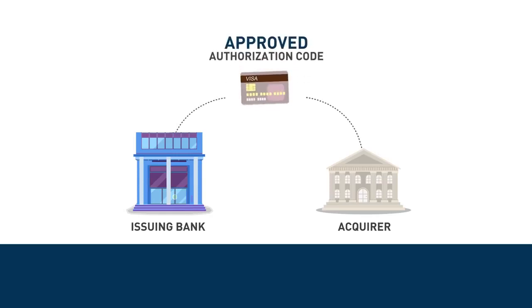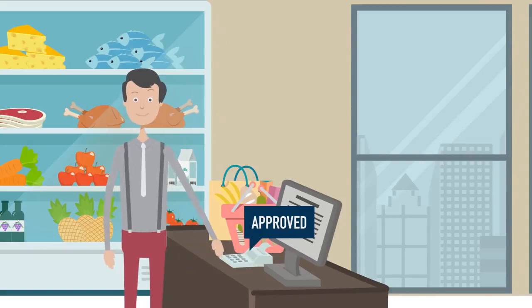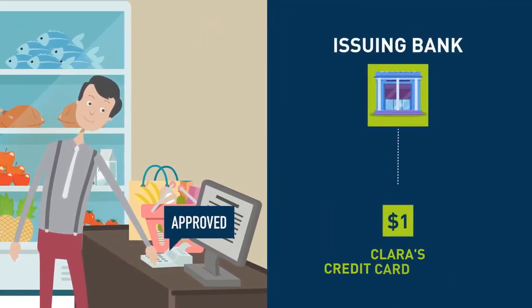Once the issuing bank confirms that everything is correct, it issues an approved authorization code and sends it back the same way it received the authorization request, through Visa and the acquirer. Bob sees the approved message on his POS terminal. The issuing bank places a hold for $1 on Clara's credit card account.